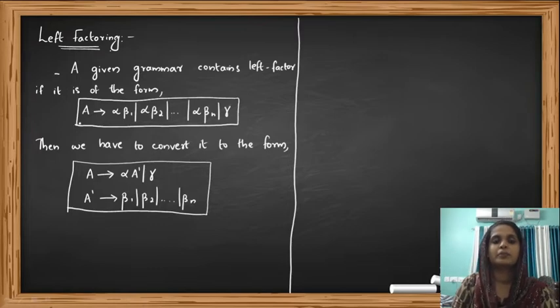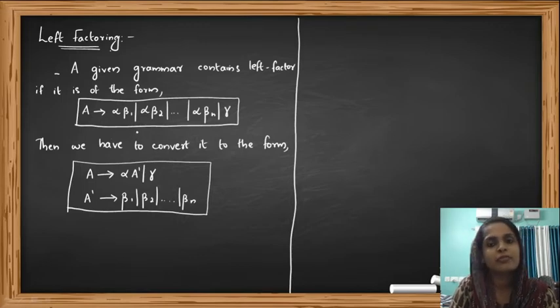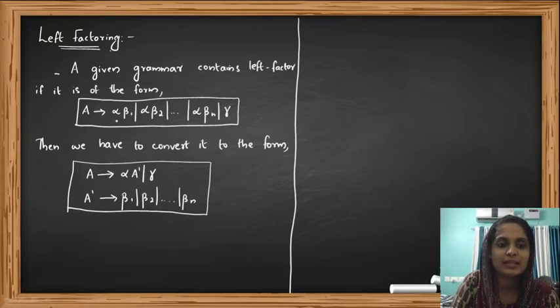The first production means that in a given production, we can see that there are many terms. This is one term, this is second term, and this is nth term, and this is n plus 1th term, right? So in this type of production, if two or more terms start with the same prefix, that means if any of the two or more terms have a common prefix, then we call that grammar contains a left factor. Here you can see that the first term, second term, all these start with the same common factor alpha.